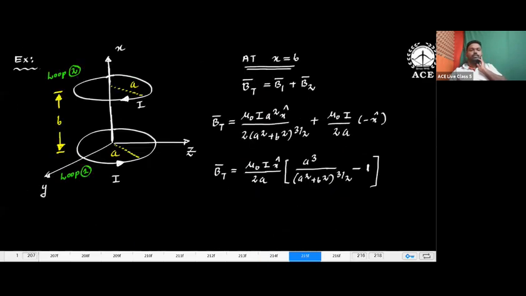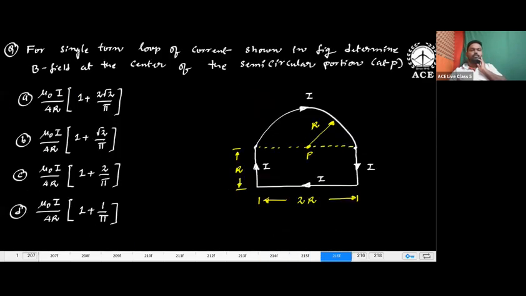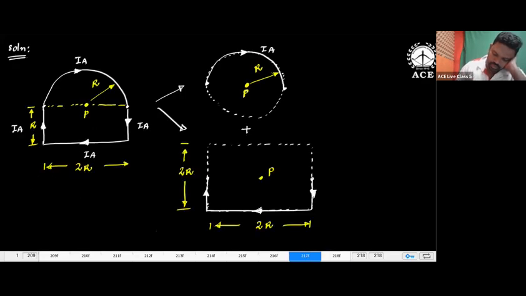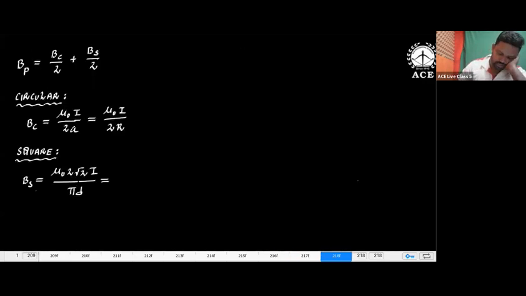So here it is mu naught into 2 root 2 I by pi d. So what is the side for our question? The side is 2R, beta. D is a side, so in our question, the side is 2R. So here it is mu naught into 2 root 2 I by pi into 2R. Okay, fine.